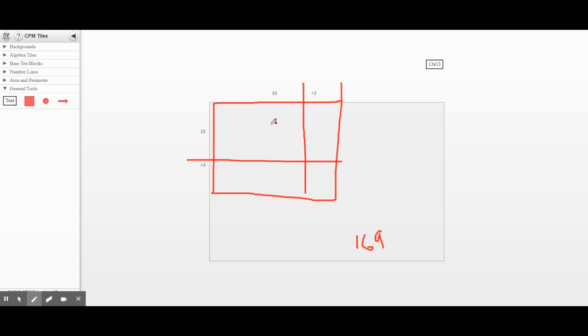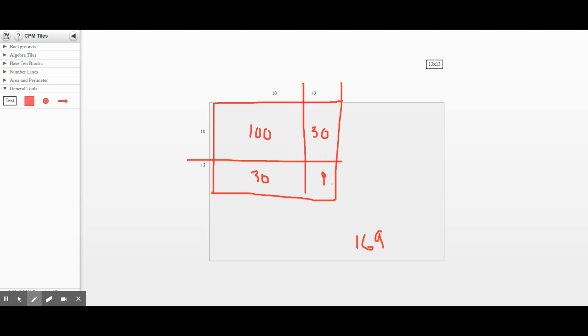So here I needed a base 10 block that was 10 multiplied by 10. Well, that's 100. And then for here, I had 10 multiplied by 1 three times. 10 multiplied by 3. Well, that's easy. 10 multiplied by 3 is 30. And then over here, I did 3 multiplied by 10. Well, that's 30. And then here, 3 multiplied by 3. Well, that's 9. And did I end up with 169? Let's check. 100, 130, 160, 169.